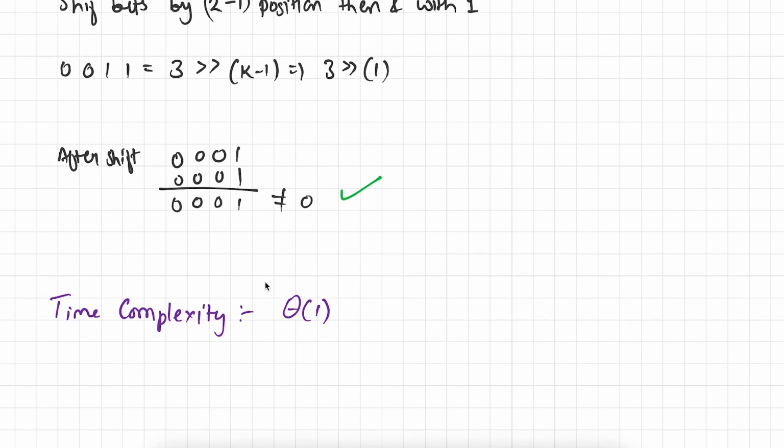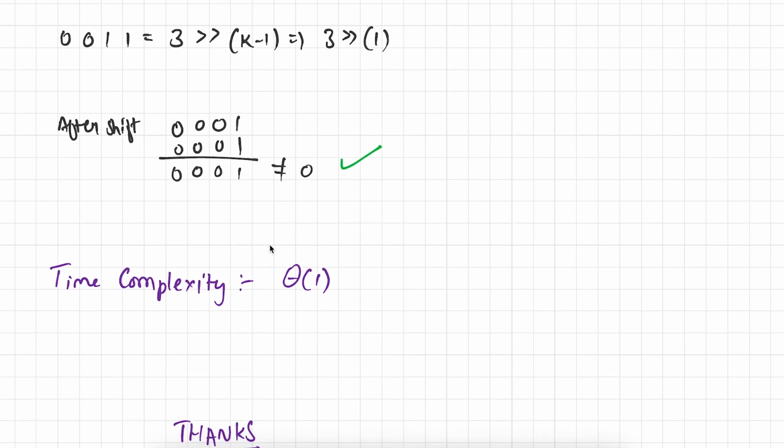Okay, clear. Now if we talk about the time complexity of this function, we are simply doing some bitwise operations, and that is the same as any arithmetic operation. Even bitwise operators are much faster than arithmetic operations. So as we are doing only constant operations, the time complexity of this solution comes out to be theta of 1, and that is constant time.